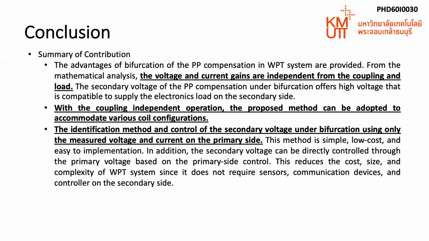With the coupling-independent operation, the proposed method can be adopted to accommodate various coil configurations. The identification method and control of the secondary voltage under bifurcation use only the measured voltage and current on the primary side. This method is simple, low cost, and easy to implement. In addition, the secondary voltage can be directly controlled through the primary voltage based on primary side control. This reduces the cost, size, and complexity of the WPT system since it does not require additional sensors or communication devices and controllers on the secondary side.